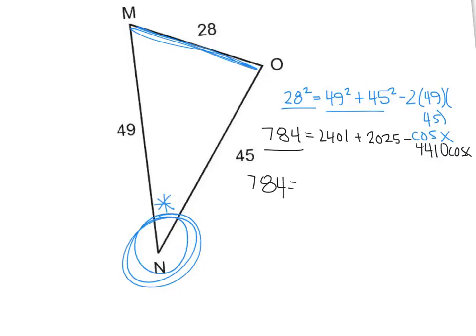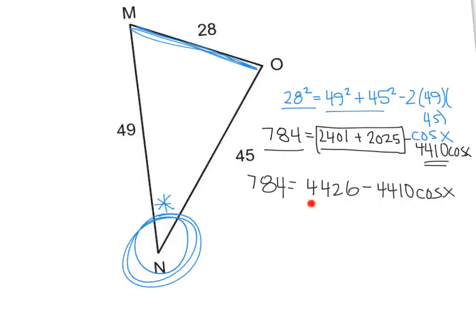This is where people mess up the most. So you have to add these two together. This 4410 is stuck with the cosine of x. So I'm going to add 2401 plus 2025, and I get 4426 minus 4410 cosine of x. A common mistake is for people to combine these two together, but you can't because it says a cosine of x is stuck to it.